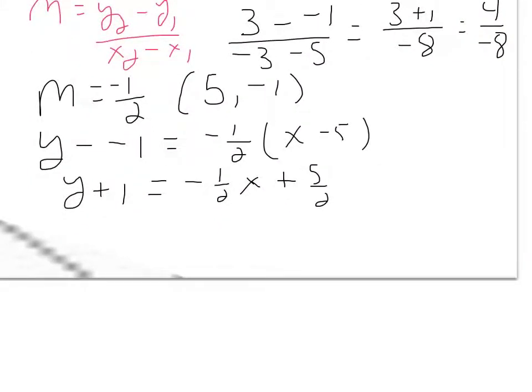And then I'm going to subtract 1, and this is where it gets a little tricky. I'm going to subtract 1, which is 2 over 2. And my equation now is y equals negative 1/2 x plus 3 over 2. Not a very pretty equation, but it still is an equation. The slope is negative 1/2, and the y-intercept is 3 over 2.